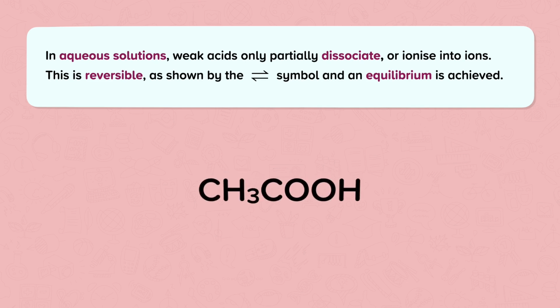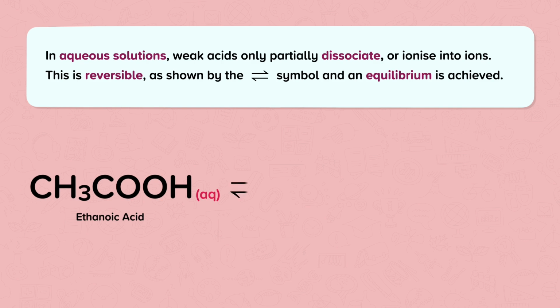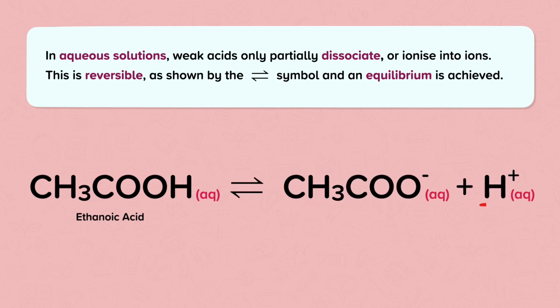For example, ethanoic acid, which you might know better as vinegar. This is a weak acid. It only partially dissociates or ionizes in water, so only a few of the hydrogen ions are free in solution. Less hydrogen ions means a higher pH value and therefore less acidic.